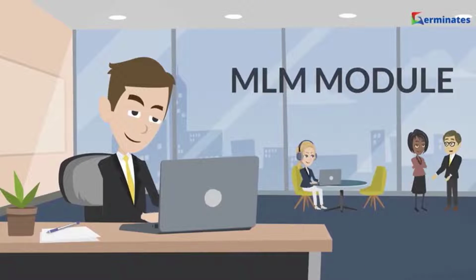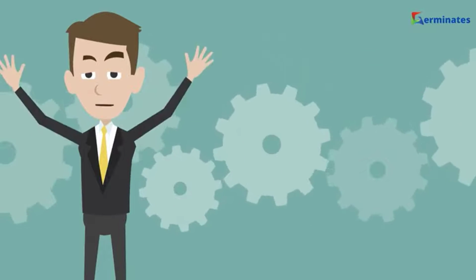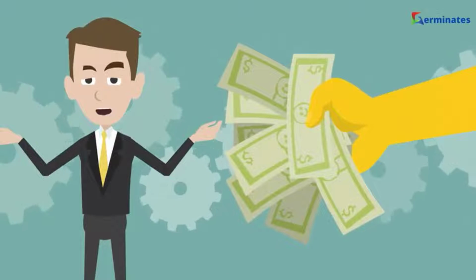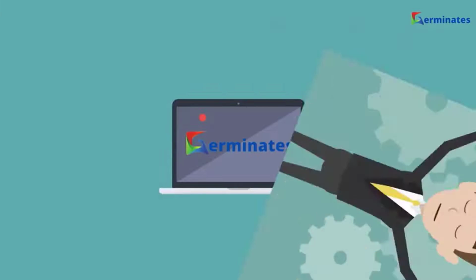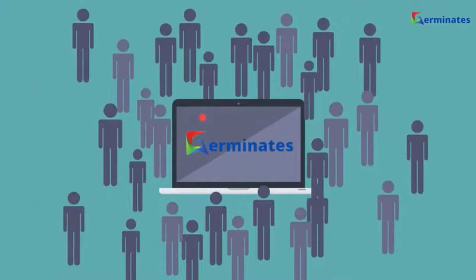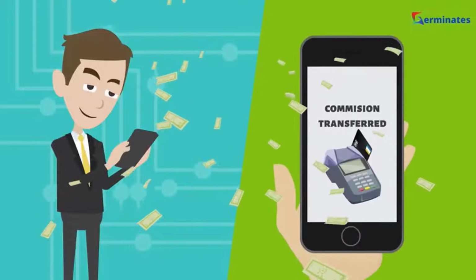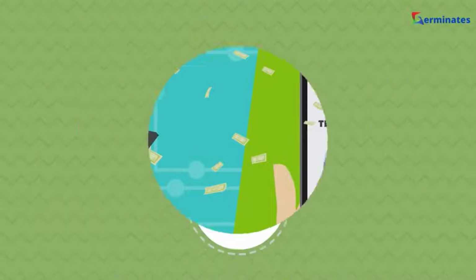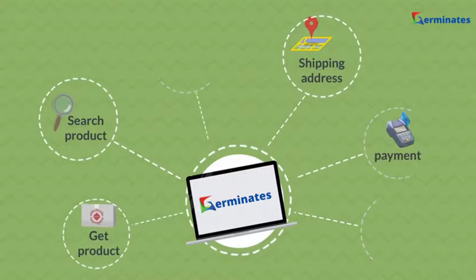MLM Module. By using the MLM module, you will be able to motivate your affiliates by sharing upline commission to all the affiliates that will be up to the affiliate that promotes your campaign. In this way, anyone will want to be your affiliate, as he will understand he is going to get a regular stable commission.